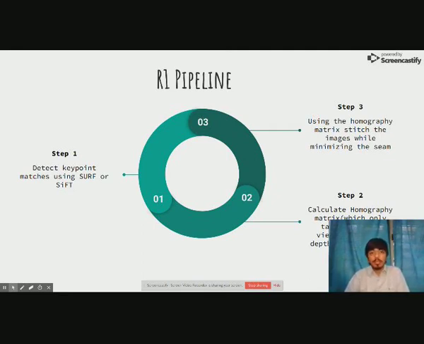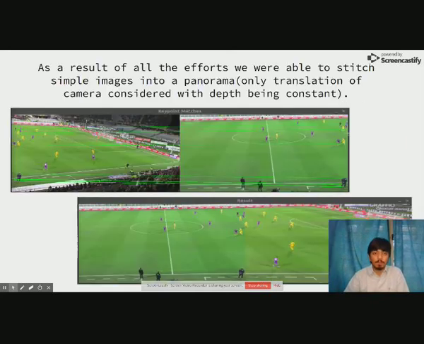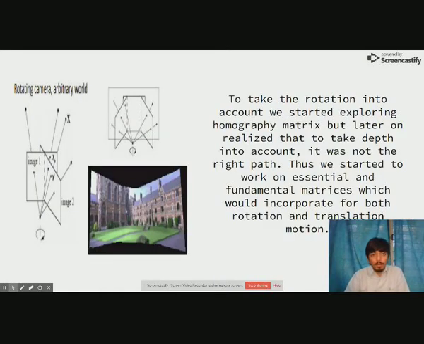The second step, the most important step, being the calculation of the homography matrix. This would help us in order to stitch the different images together. The final step being the stitching of different images using homography matrices. As a result of all the efforts, we were able to stitch simple images into a panorama, which were using the same viewpoint. However, this is where the problem started coming.